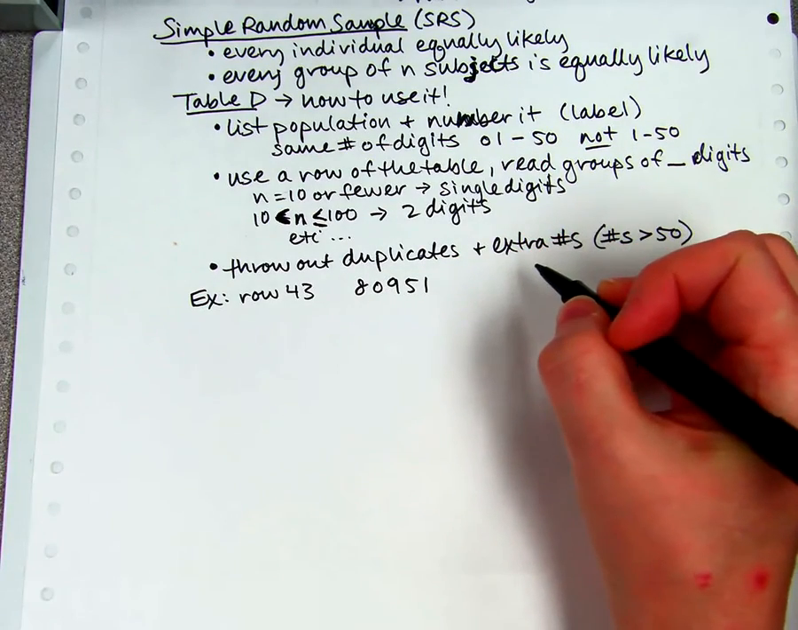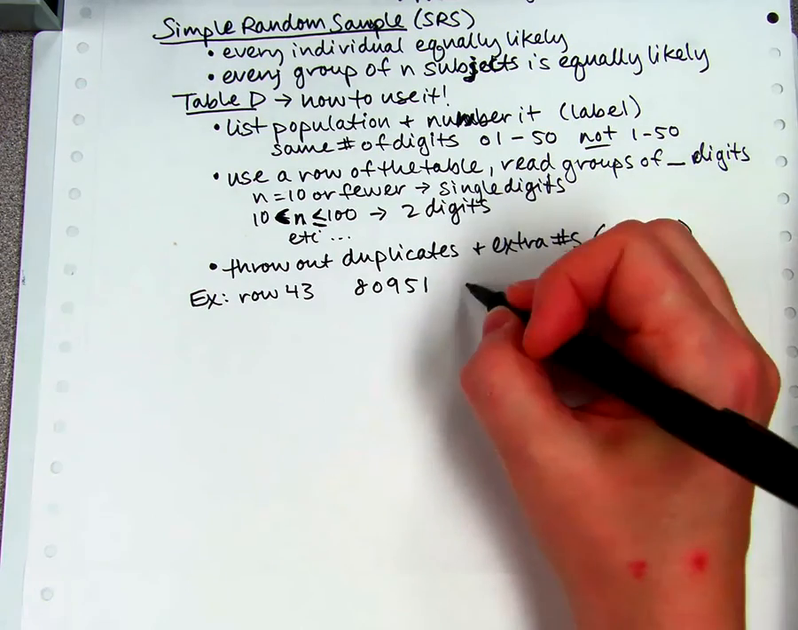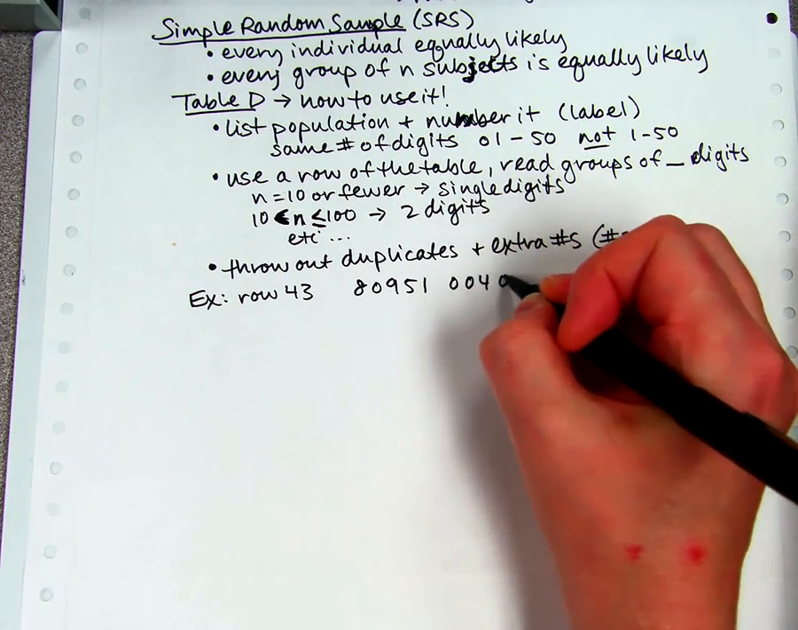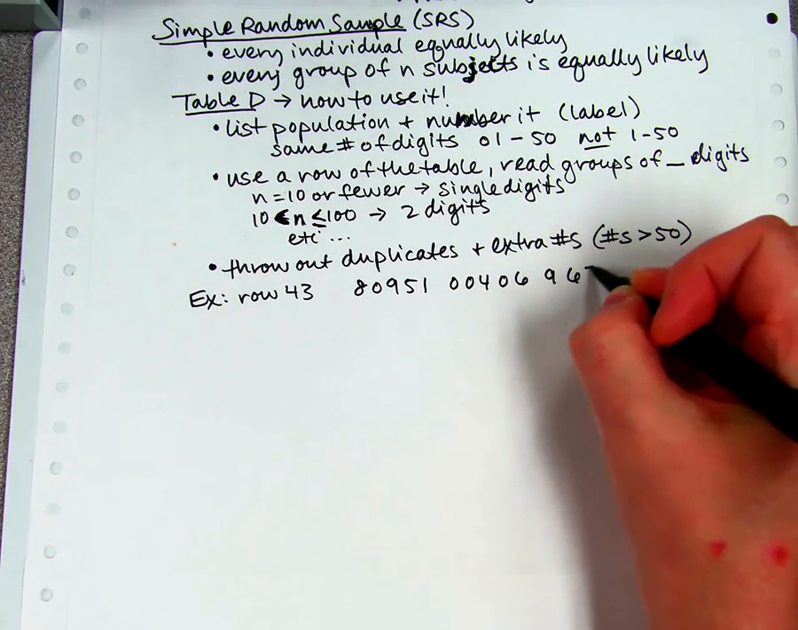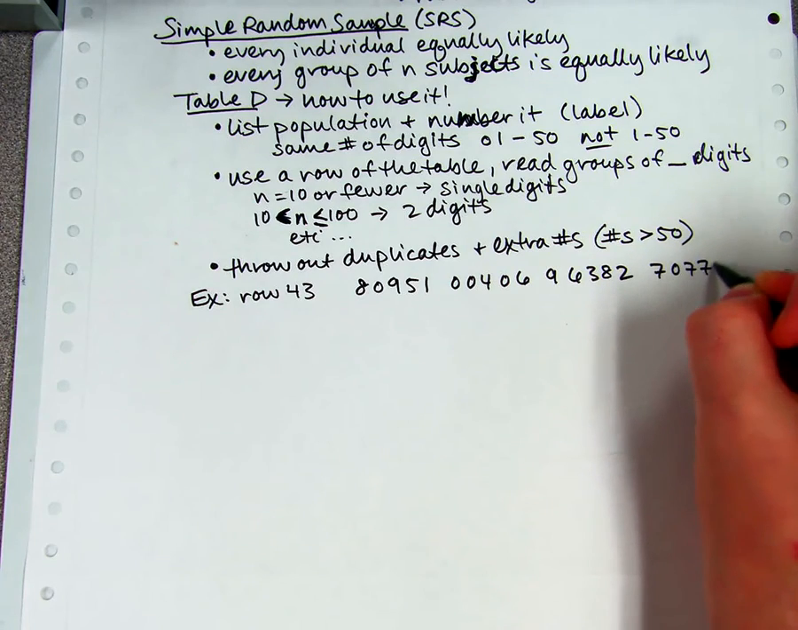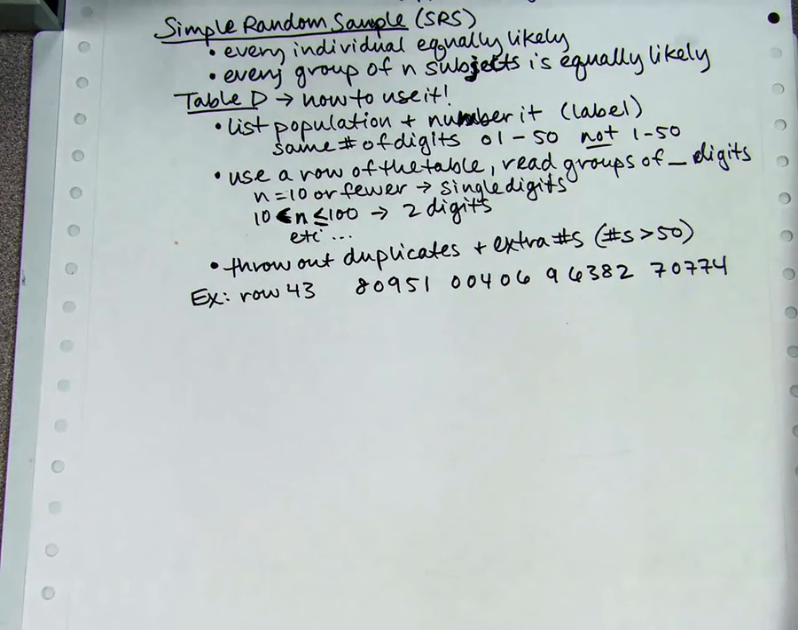And I'll demonstrate how to translate this into the states that you need. 00406 and 96382. And if I need more, I'll do one more just in case. Okay, so there's the first part of row 43.